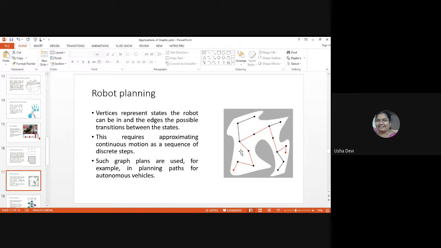So in this case, it's an undirected graph. Sometimes it may go in the reverse direction also. From here to there, as well as this location to this location, both are possible. So it can make use of undirected graphs. Specifically, planning paths for autonomous vehicles can make use of this kind of undirected graph.